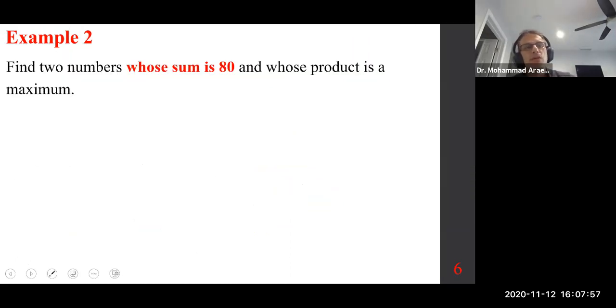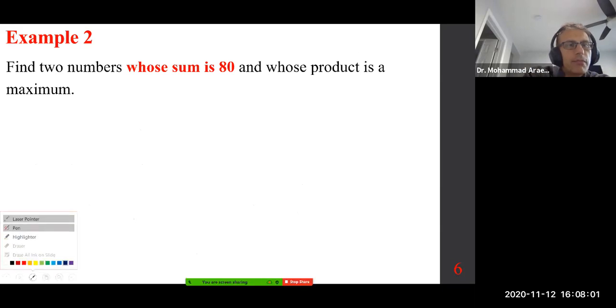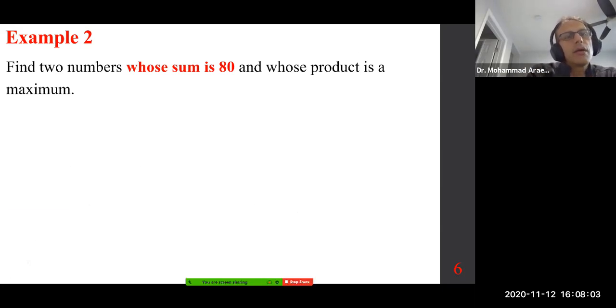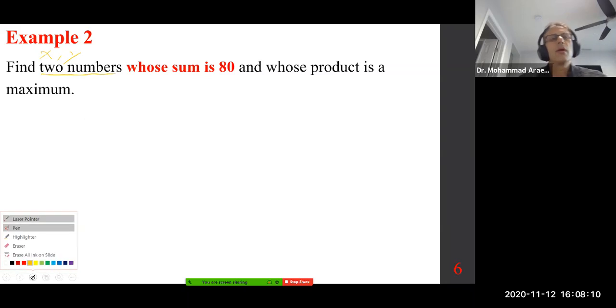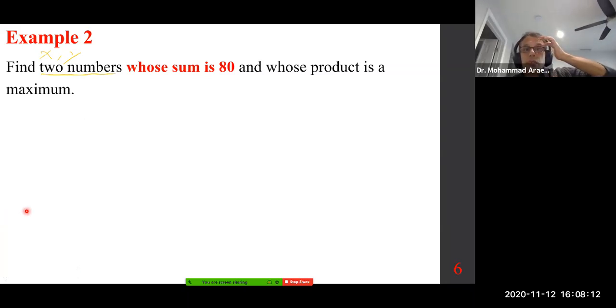We have a similar question. We want two numbers. So first and foremost, let's say x and y. We don't know the numbers. So the sum is 80 and the product is maximum. So our objective is to maximize the product, which is, let's say, p equals x times y. And the constraint is that the sum is 80, so x plus y is 80.